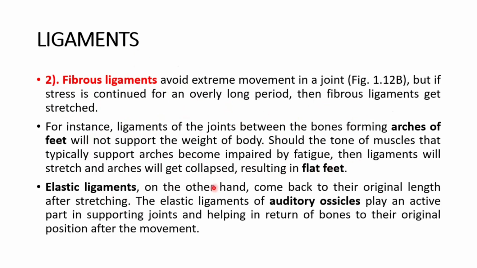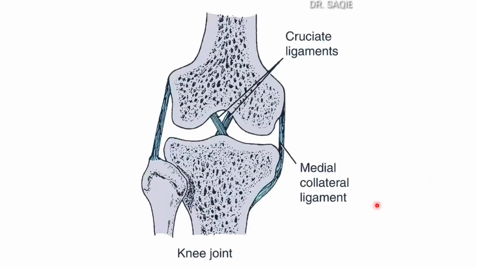Elastic ligaments, on the other hand, come back to their original length after stretching. The elastic ligaments of auditory ossicles play an active part in supporting joints and helping return of bones to their original position after the movements. You know, auditory ossicles, three in each ear, right? These are the stapes, incus, and malleus. And this is the knee joint cruciate ligaments, and these are the medial collateral ligaments.